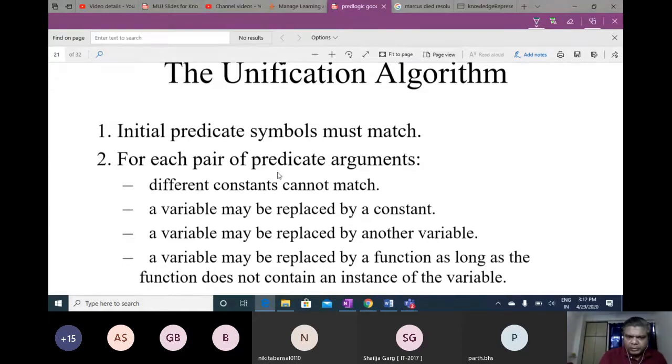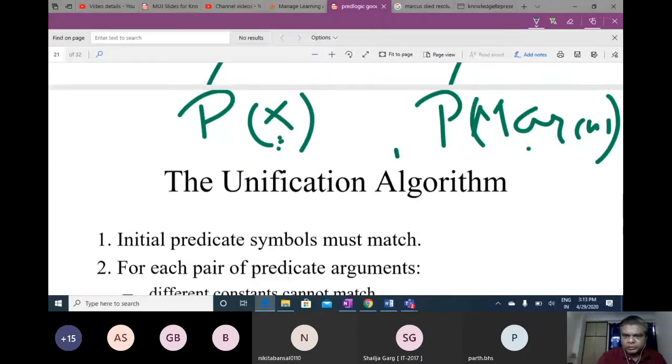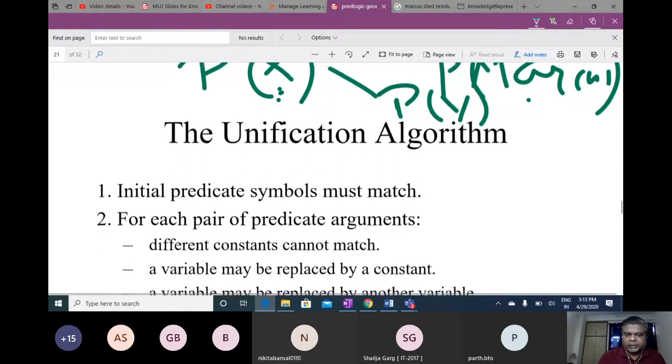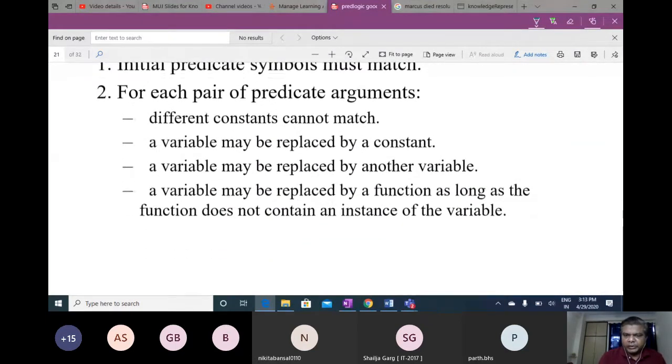If both of them are constants and different, then they cannot match. If there is one variable and another is constant, we can replace a variable by constant. If there is one variable and in another there is another variable, then they can be replaced. We can replace one variable by another variable. So if it was px and py, then they both can match. We can replace x by y or y by x, so they both will become same because x and y refer to variables. And then a variable may be replaced by a function as long as the function does not contain an instance of the variable.